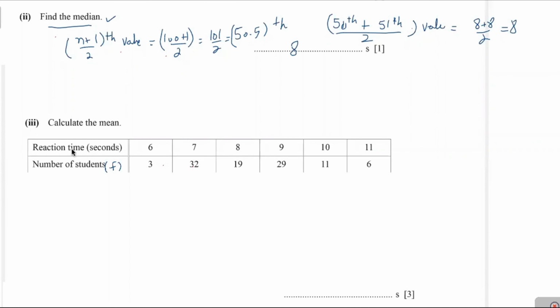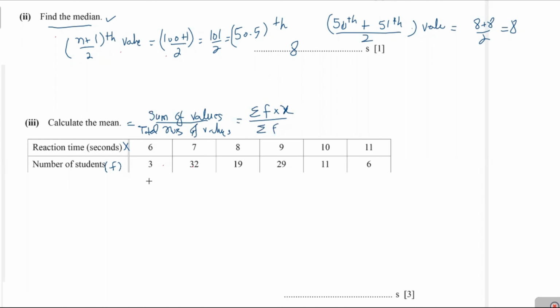And next is calculate the mean of the reaction time. Now you see here, this reaction time we represent by x, and this is the number of students, that is the frequency of the data. Now the mean of the data is equal to the sum of values divided by the total number of values. The sum of values can be found by the sum of f multiplied by x. Now we write it as summation fx. And the number of values we write as summation f. Now firstly we find the fx.